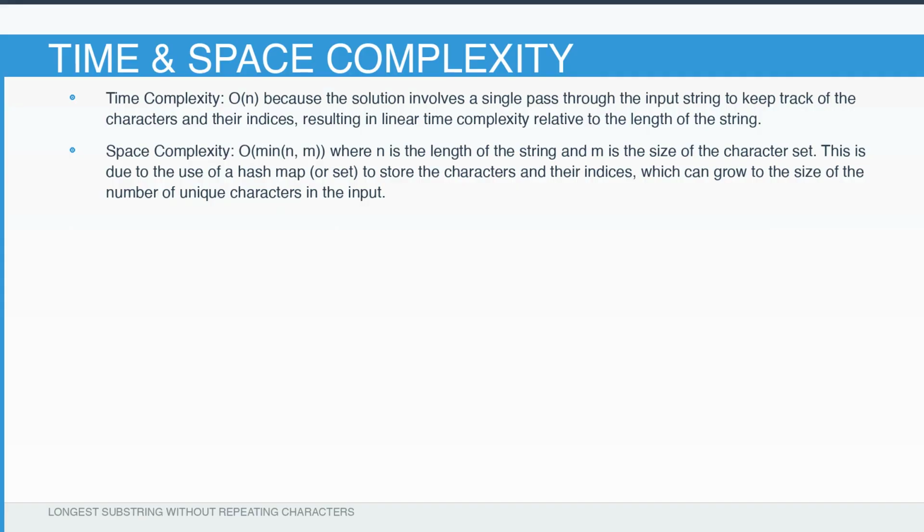During this pass, we track the characters we encounter and their positions. Next, we look at space complexity, which is O(min(n, m)). Here, n represents the length of the string, while m denotes the size of the character set. Essentially, we use a hash map or set to store characters and their indices. The space required can grow to the number of unique characters in the input. If we have a small character set like only lowercase letters, the space usage might be limited, even if the string is long. This balance between the string length and the character set size is crucial for understanding our algorithm's efficiency.